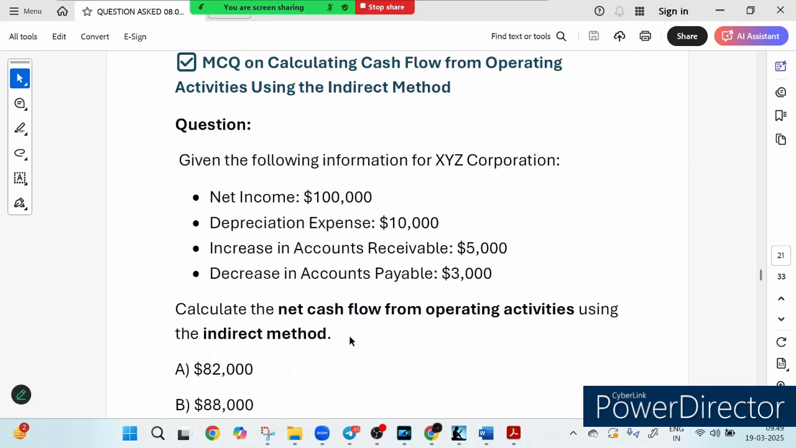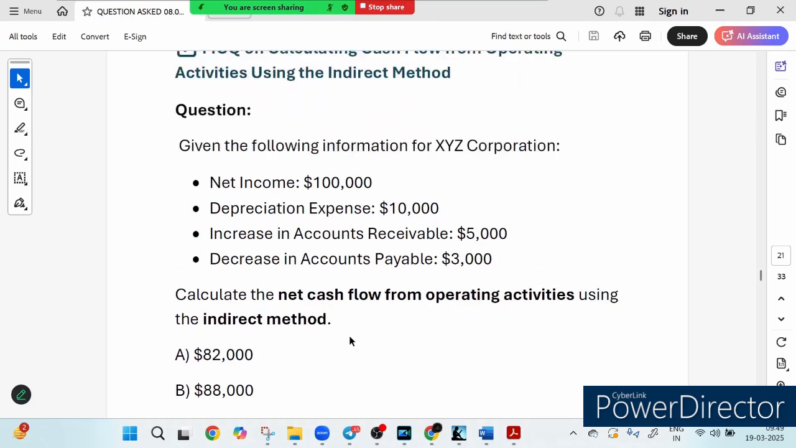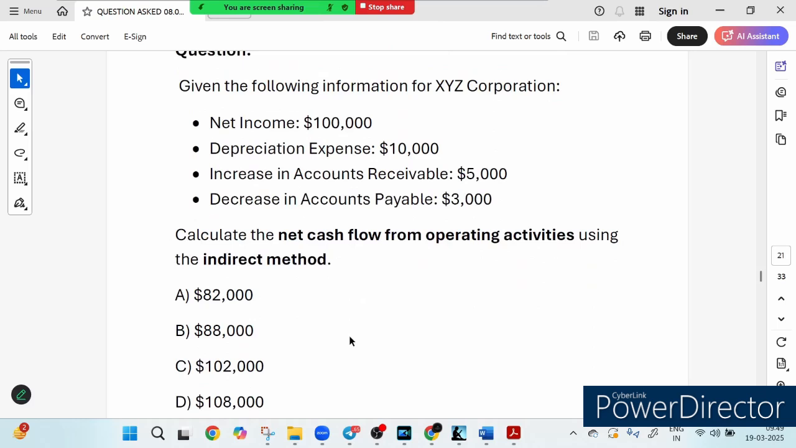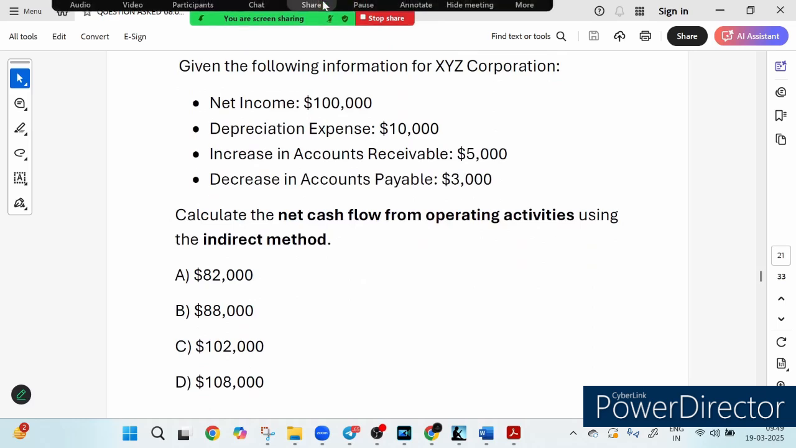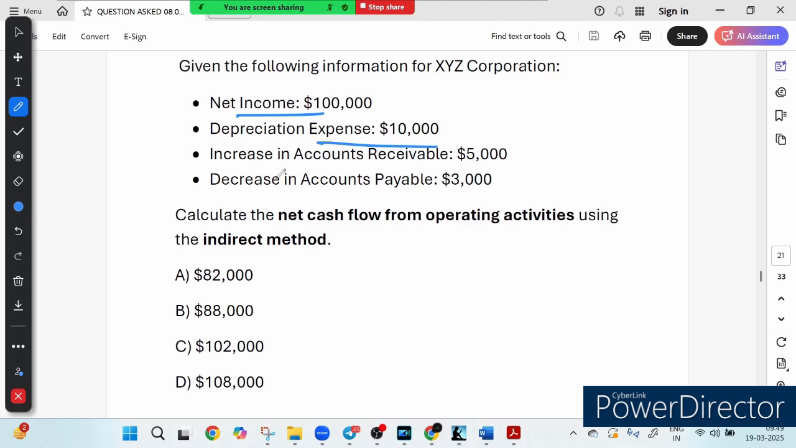Now let's see a very important question regarding calculation of net cash flow from operating activity using the indirect method. This is a very good question. So friends, let me show you the question. XYZ Corporation provides the following financial details: net income $1 lakh, depreciation expense $10,000, increase in accounts receivable $5,000, decrease in accounts payable $3,000. You need to calculate the net cash flow from operating activity using the indirect method.